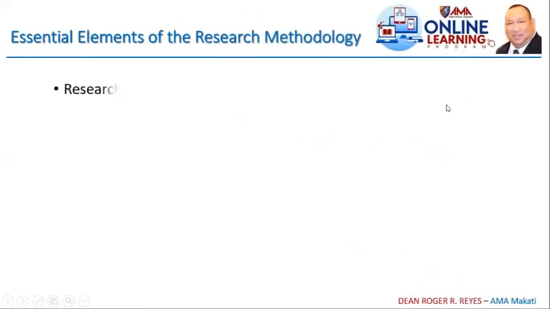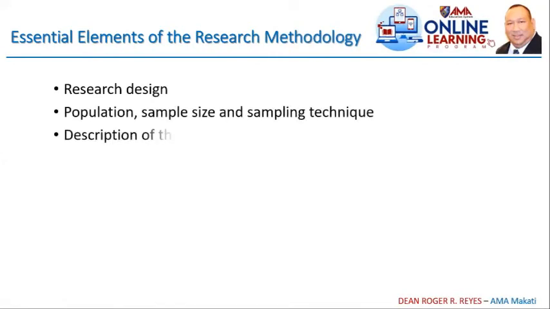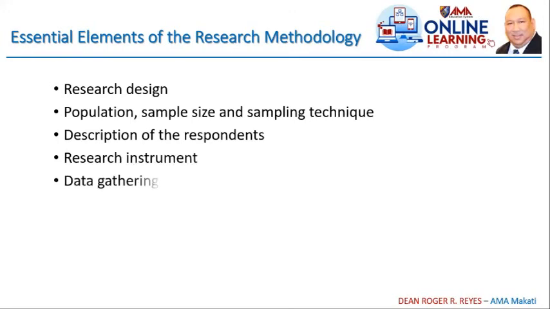So what are the essential elements of the research methodology, or your chapter 3 in the documentation? It includes the research design, population, sample size and sampling technique, description of the respondents, research instrument, data gathering procedure, and analysis of data. So for now, we will talk about research design.